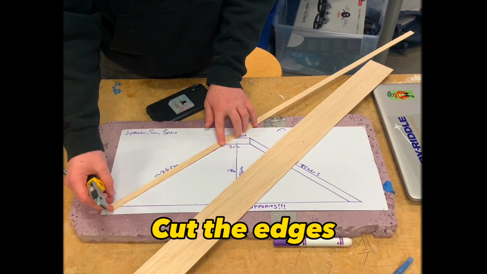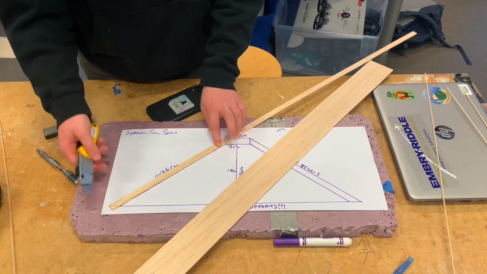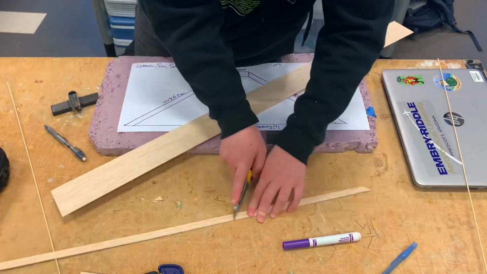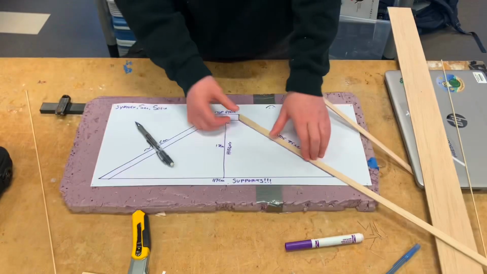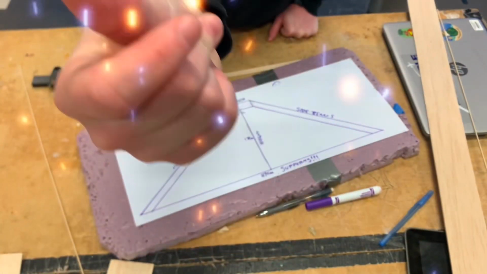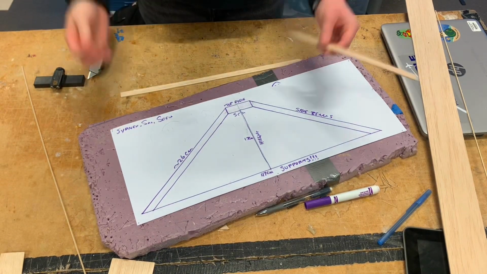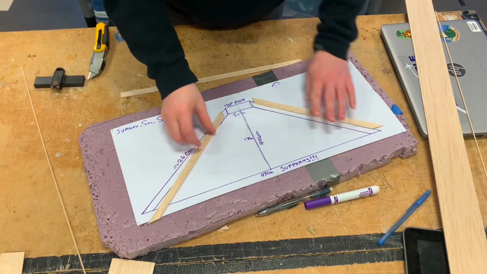Then you want to cut the edges of your wood piece so that they will all line up once you glue them together. Then you do the same thing to the other side. Now we have two perfect bridge side beams.